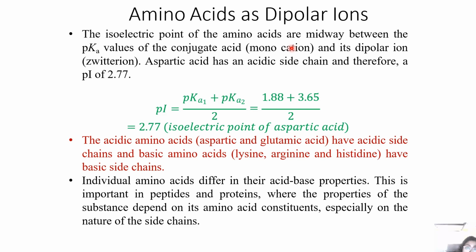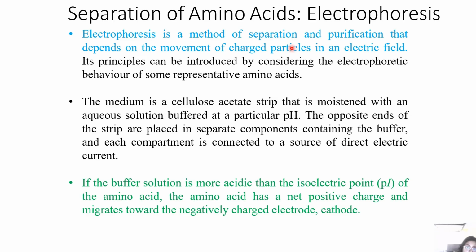Okay, so the acidic amino acids aspartic and glutamic acid have acidic side chains, and basic amino acids like lysine, arginine and histidine have basic side chains, and individual amino acids differ in their acid-base properties. So this is important in peptides and proteins where the properties of the substance depend on its amino acid constituents, especially on the nature of the side chains.